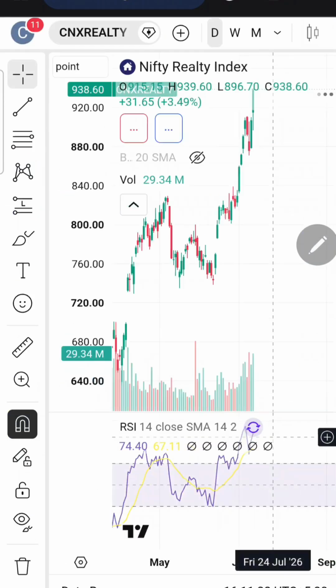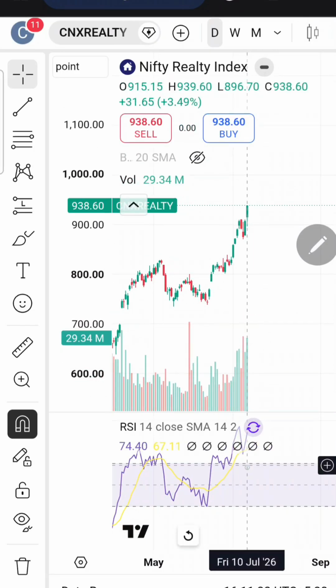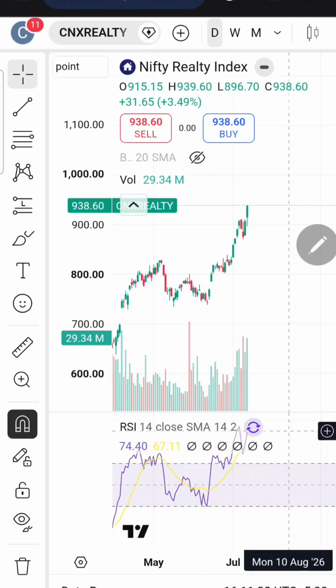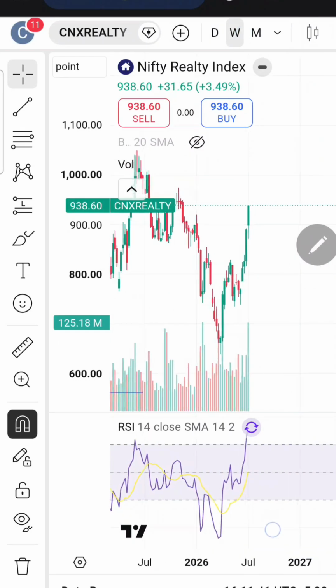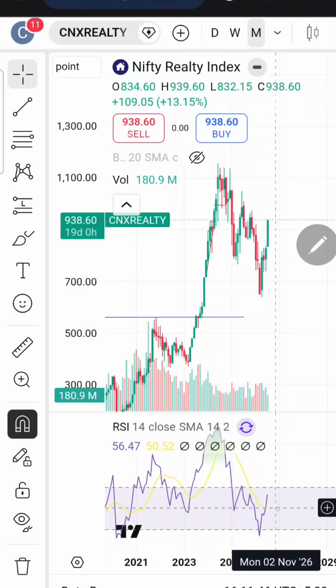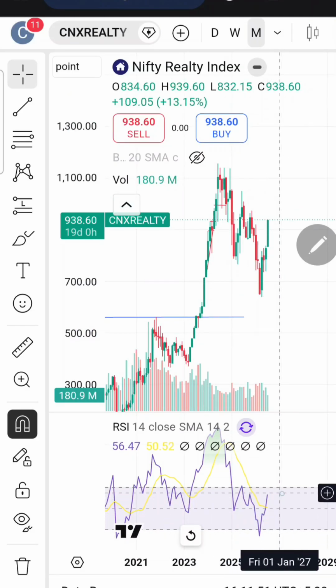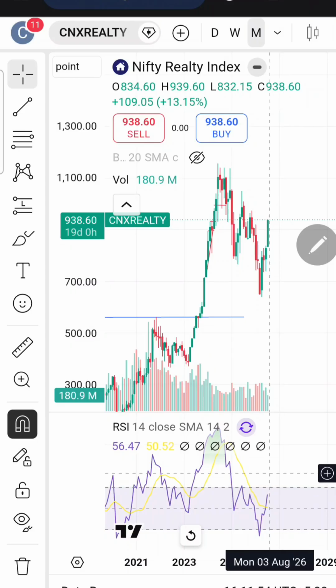One more sector is Nifty Realty, where it is just advancing now. On the daily chart you can see it is taking support at RSI 60 and crossing above RSI 60. On weekly it has just crossed RSI 60. On the monthly chart you can see it has not crossed yet, but it has taken a support at RSI 40 and is trying to cross above 60. So this is one more sector which is going to be outperforming.